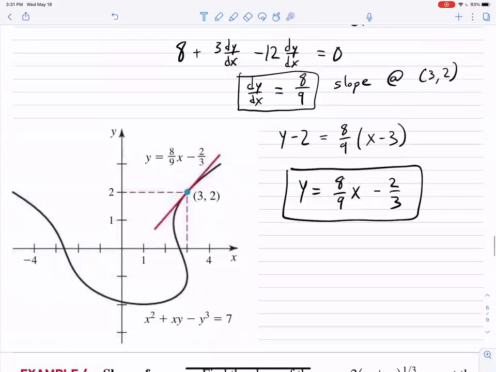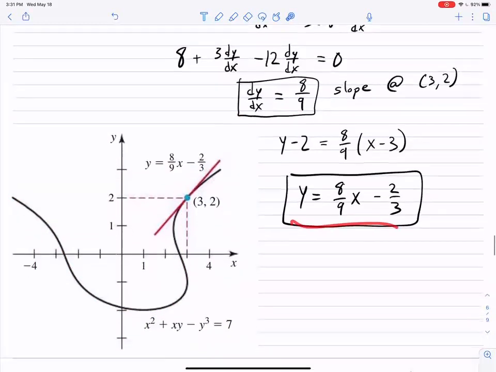And then this is kind of the picture of what's going on. This curve right here is kind of this cubic little curve. And then to find the slope of the tangent line right there, we solve for dy dx and then plugged in the point, and that's the slope. So that's our tangent line.